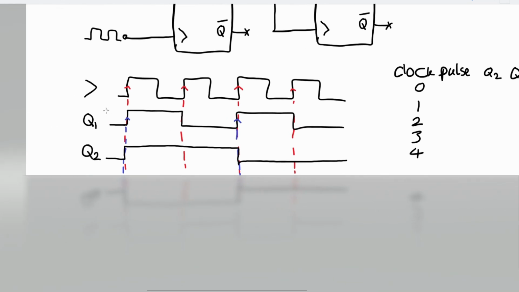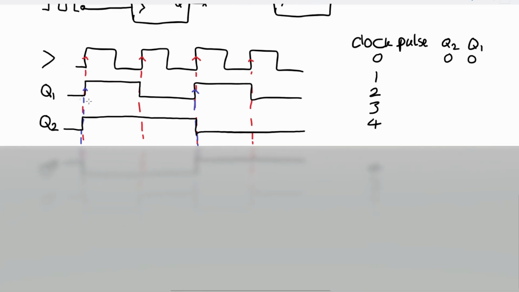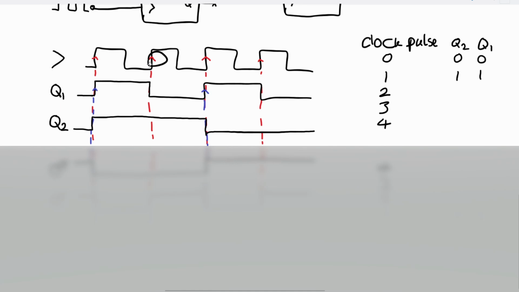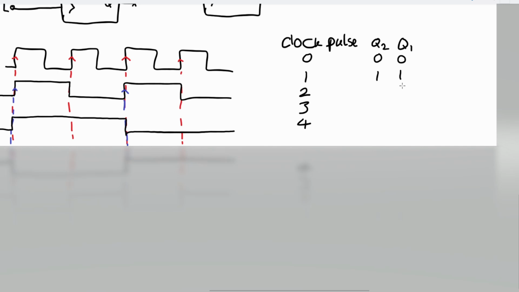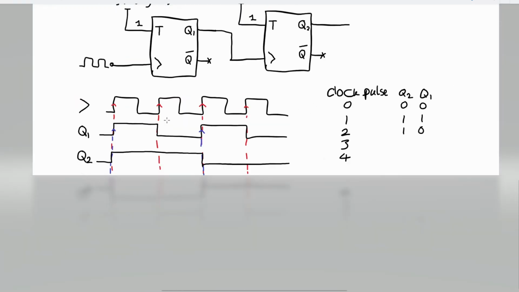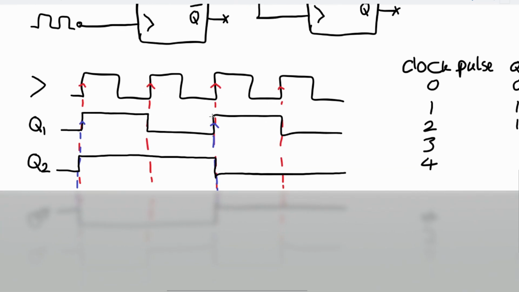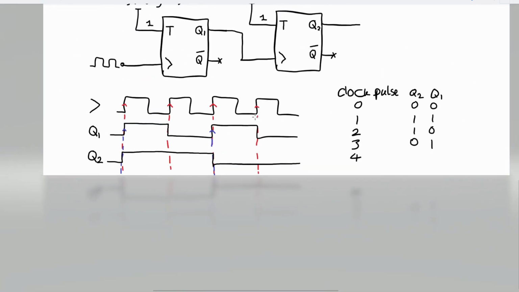So on our 0th clock pulse, both of these are 0. On our first clock pulse, both of them become 1. On our second clock pulse, Q1 goes to 0 and Q2 stays at 1. On our third clock pulse, Q1 goes to 1 and Q2 goes to 0. And on our fourth clock pulse, both of them are at 0.